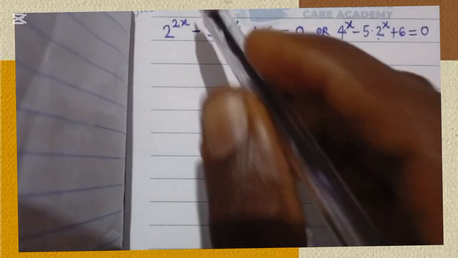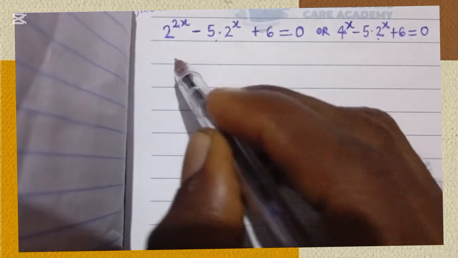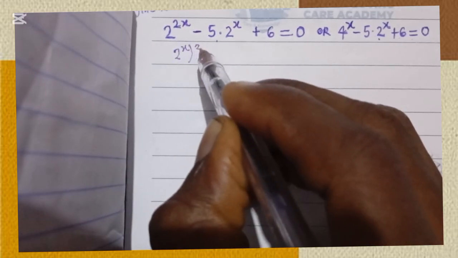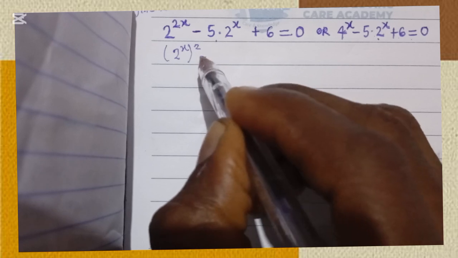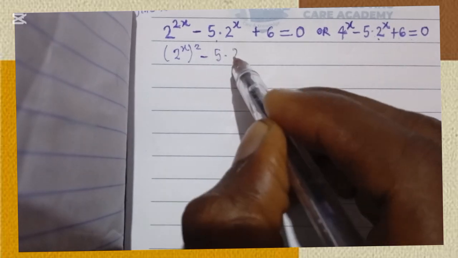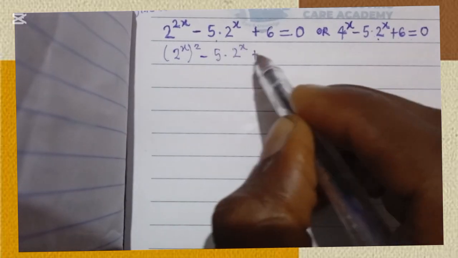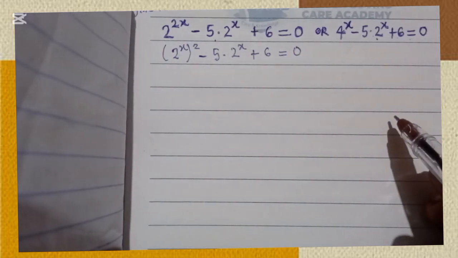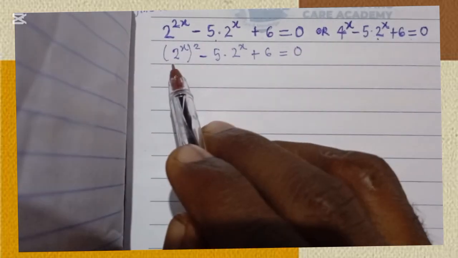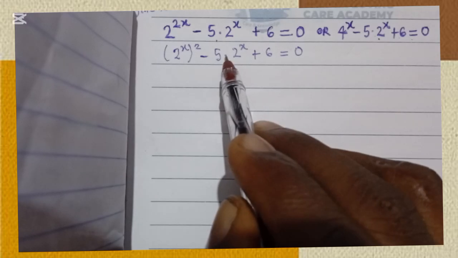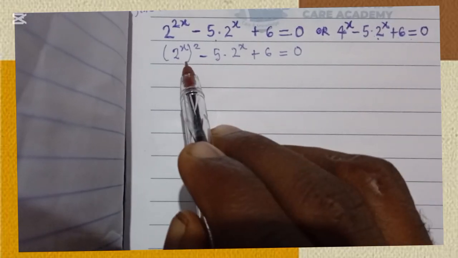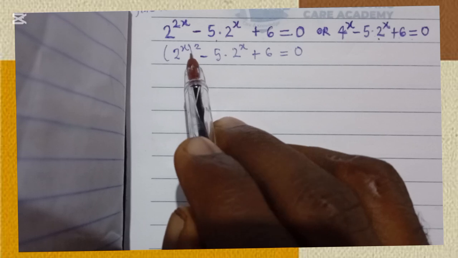If you realize that 2 raised to the power of 2x can be written as 2 raised to the power of x, all squared, then you can bring out the 2. And then you have minus 5 times 2 to the power of x plus 6 is equal to 0. This kind of equation occurs all the time, and if you notice, 2 raised to the power of x occurs in this equation 2 times. So you can simply substitute 2 raised to the power of x for another variable.